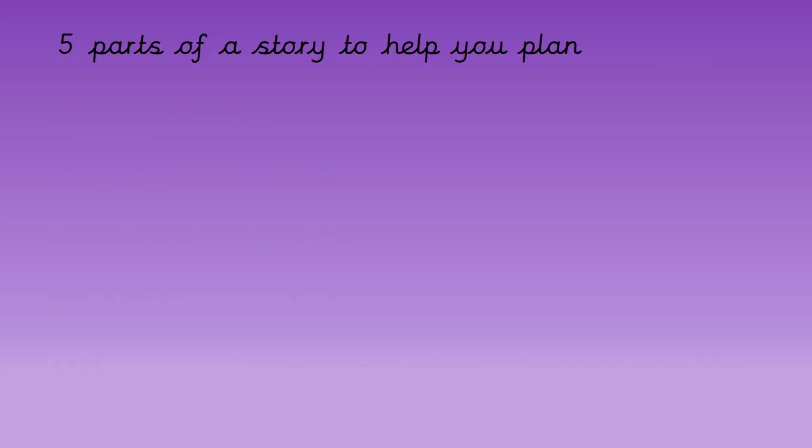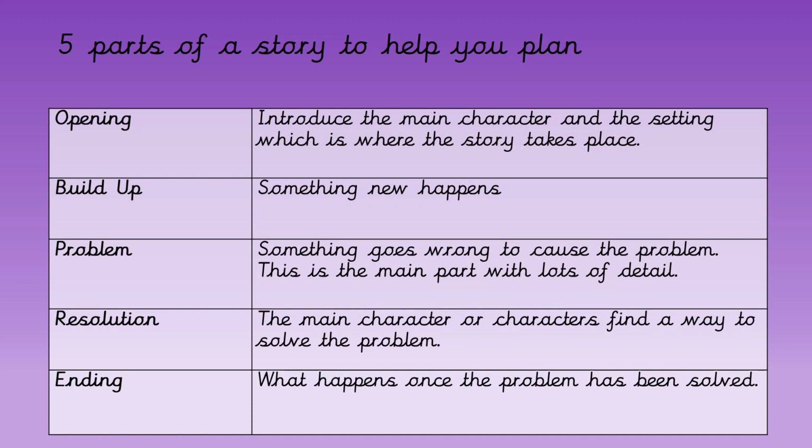Now, to help you with your writing, I'd like to remind you of the 5 parts in a story. So this structure will help you to plan the events and then write your story. Let's have a look. First, we have the opening. This is where we introduce the main character and the setting, which is where your story is going to take place. We meet that character, remember, so you're going to describe that character here. For example, if you think about the 3 little pigs, we meet 3 little pigs in this opening and where they're from, the fact that they live with their mum.